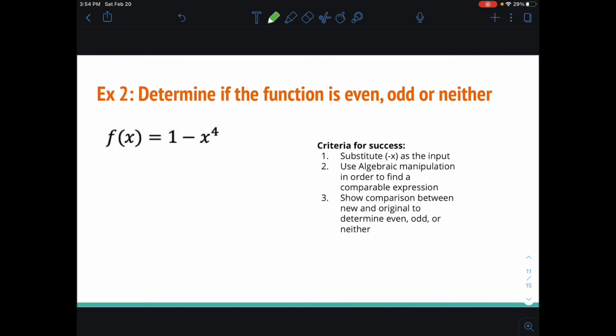Okay, same thing here. Determine if we have an even, odd, or neither function. First step, substitute in the opposite of x. 1 minus, now be careful, it's the opposite of x to the 4th. Don't cancel out those two negatives. We need to do order of operations. 1 minus, what's any number to the 4th or an even power is going to be positive. So then we can say minus x to the 4th.